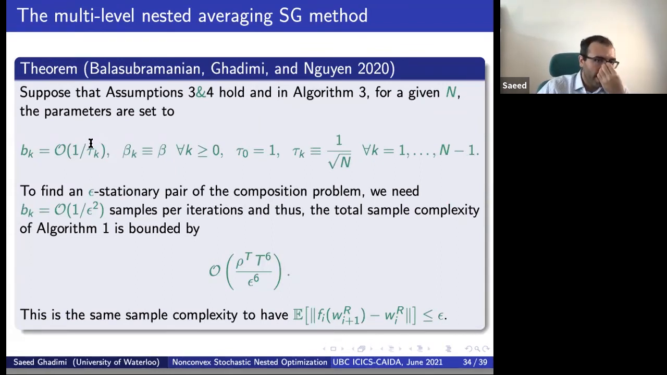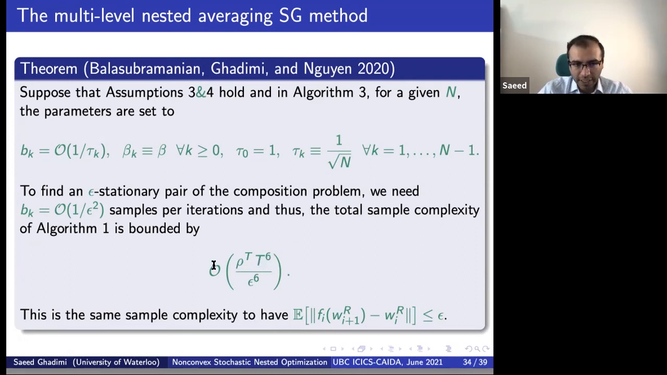This means that to find an epsilon stationary pair of the problem, we need 1 over epsilon squared samples per iteration, and the total sample complexity would be 1 over epsilon to 6. Essentially, the total number of iterations would be 1 over epsilon to 4. We need 1 over epsilon squared for the samples per iteration, and the total sample complexity would be 1 over epsilon to 6. This rho to the power T depends on the Lipschitz constant and the variance of the inner functions, and we just have T to the power 6.